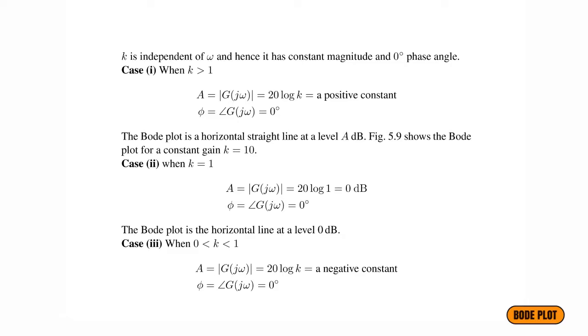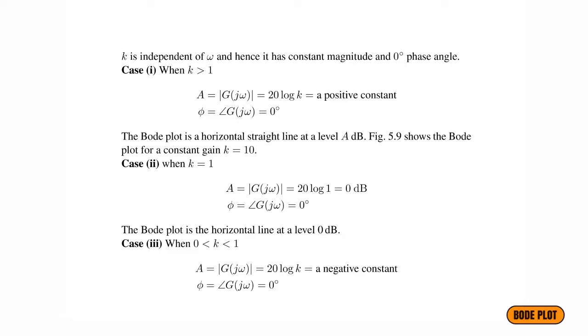So what is the plot? A equal to 20 log K, a positive constant, and phi equal to 0 always. If K equals 1, it is 0 dB always, and the angle is always 0. Similarly, when K is between 0 and 1, A equal to 20 log K is a negative constant. If it is less than 1, for example 0.1, which is 10 power minus 1, therefore the magnitude is negative.